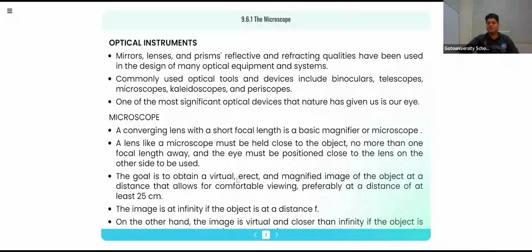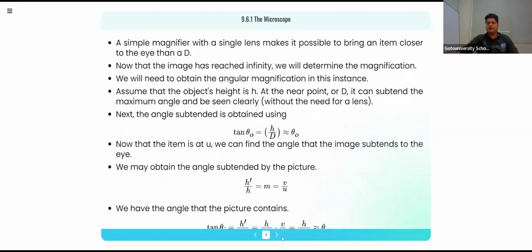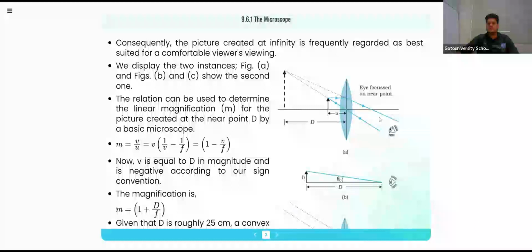Okay, optical instruments. In this chapter we are going to study optical instruments like the microscope and the telescope, like the astronomical telescope and the simple microscope. See how it works. First, what is the meaning of an optical instrument?